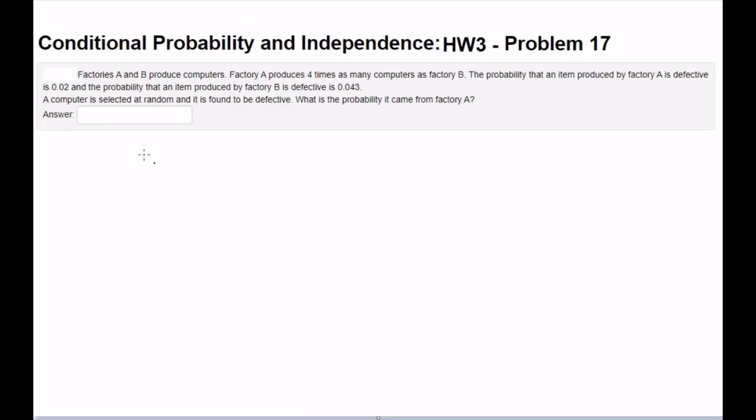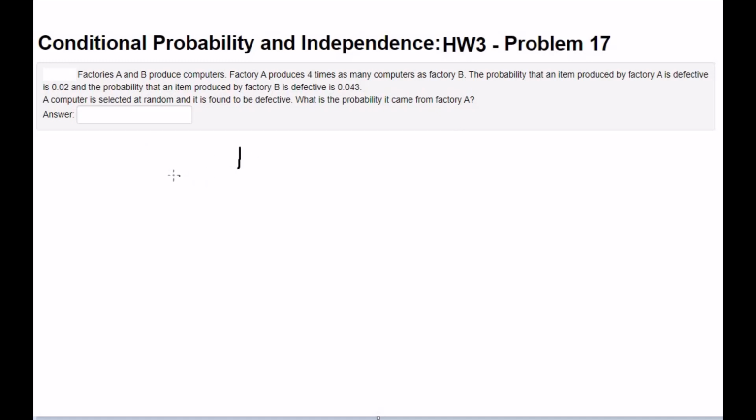Problem number 17. Factories A and B produce computers. Factory A produces 4 times as many computers as factory B. Probability that an item produced by factory A is defective is 0.02, and the probability that an item produced by factory B is defective is 0.043. A computer is selected at random and it is found to be defective. What is the probability it came from factory A?